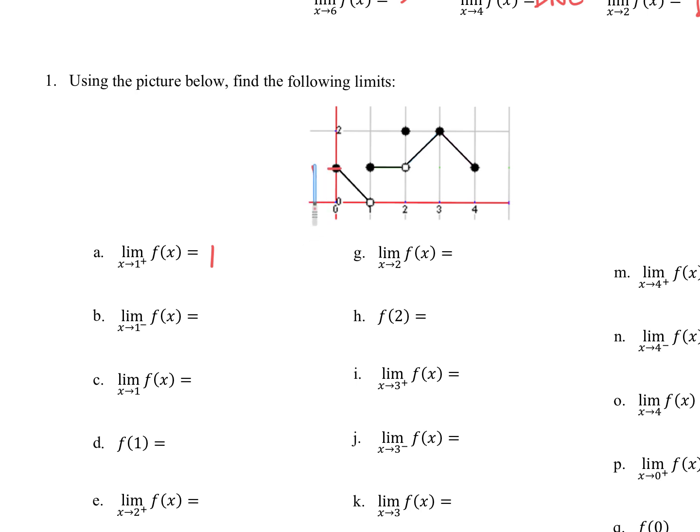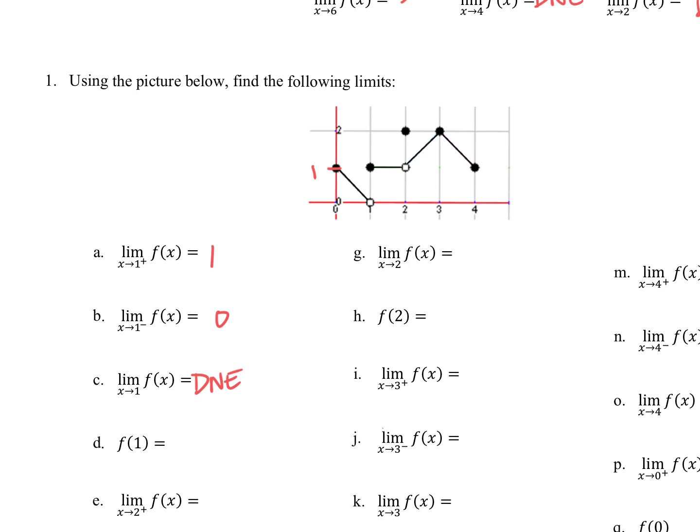How about 1 from the left-hand side? Here's 1. I've got to come in from the left side. Where's my finger end up? 0. Yep, at a y value of 0. So then, what about 1 from both sides? Very good, because as I come from the left and the right, my fingers do not come together. They do not equal the same thing.